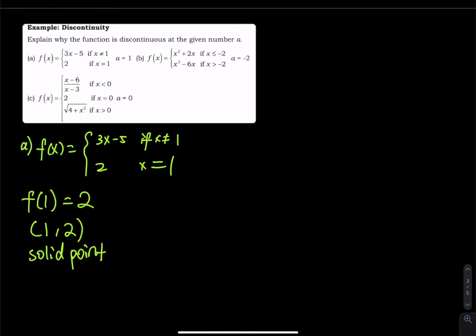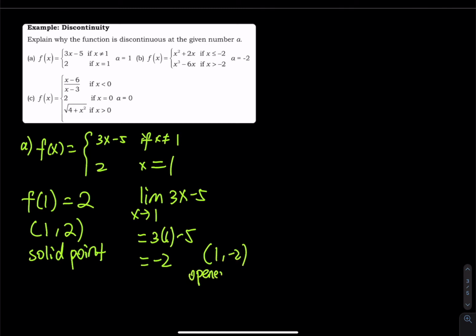So this is a limit as x approaches 1. So we have 3x minus 5. Speaking of the left-right limit, is it safe to plug in a 1? The answer is yes, it is safe to plug in. So you don't really need to check the left limit. So we have 3 times 1 minus 5, that is equal to negative 2. Looks like as x approaches 1 from either side, we have a negative 2. So this is an open circle.